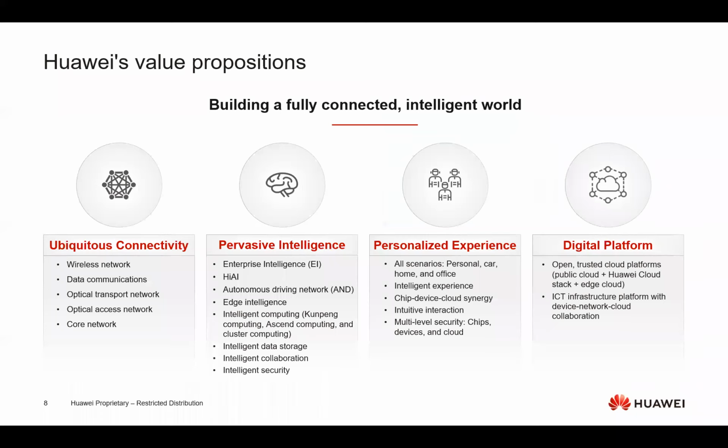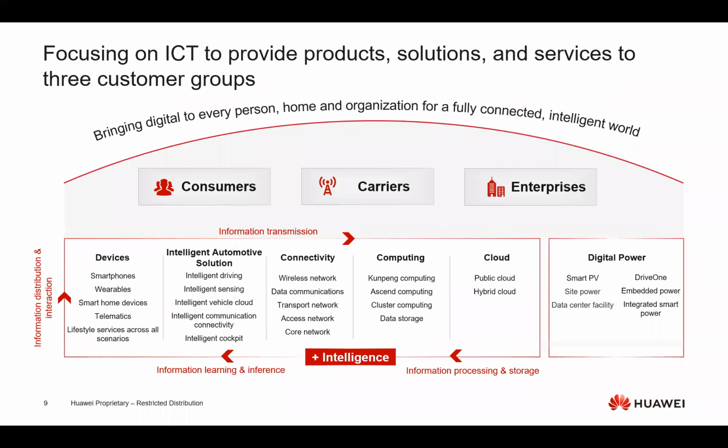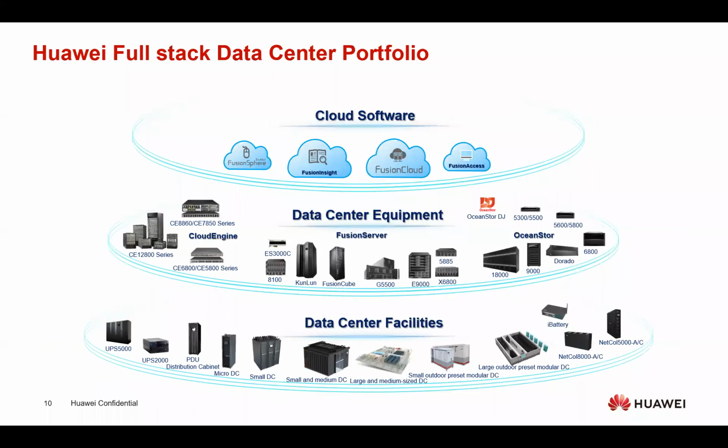From a proposition point of view, Huawei focuses on supporting customers in the industry in terms of connectivity, providing intelligence, and creating a personalized experience on the device layer, and we are also touching digital platforms in the cloud era. Huawei focuses on three types of customers: consumer, carrier, and enterprise businesses, and we have solutions addressing all the requirements in these three domains. So this is a glance at what Huawei is so far.